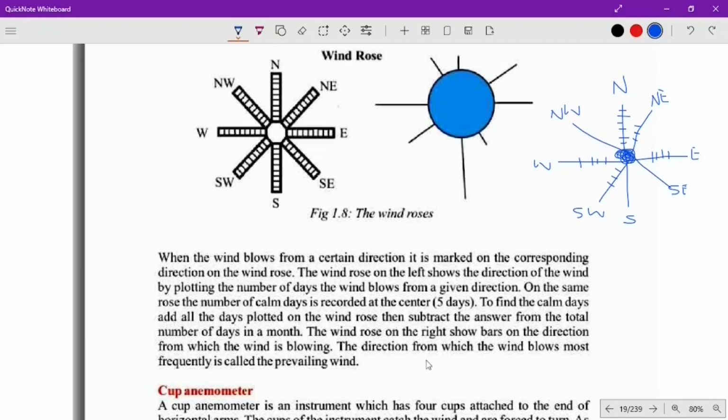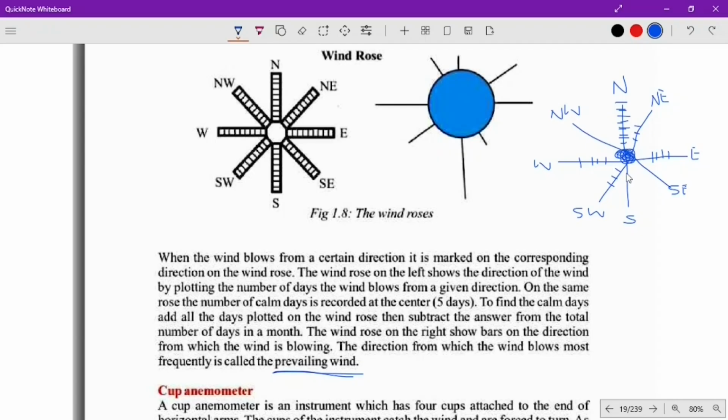The direction from which the wind blows most is called the prevailing wind. So coming to our simple wind rose, we can see that wind from the north is the prevailing wind, and we never received wind from northwest or from southeast. We never received wind from these three directions. So we have to add how many numbers there are, each one representing a day. We subtract them from the number of days in a month, then we can find our calm days.